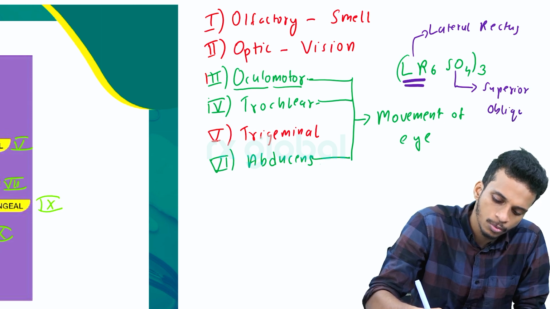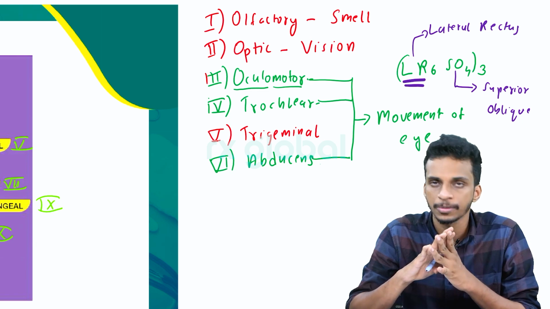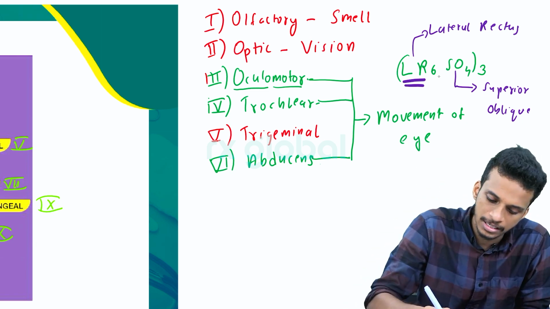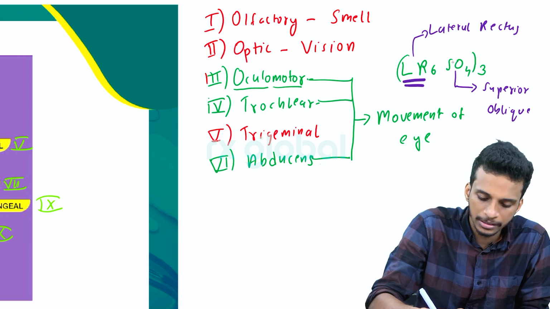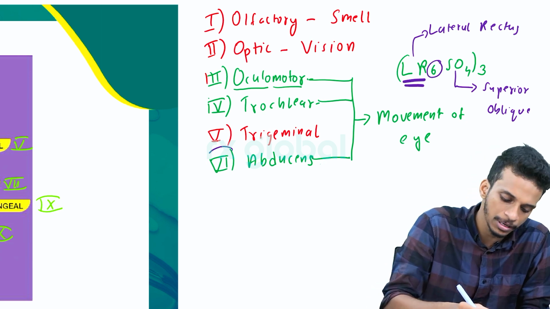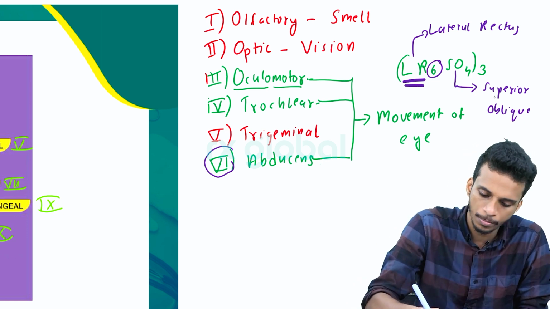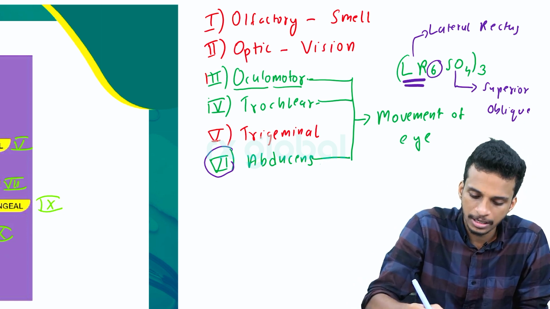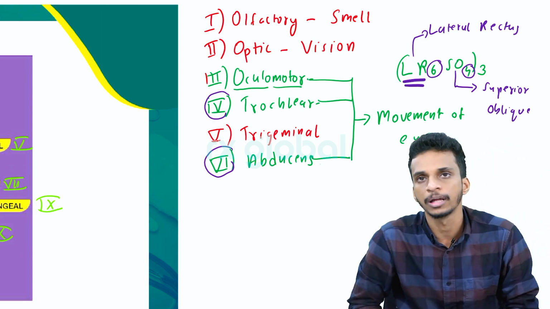SO means superior oblique. So these two are actually muscles. Lateral rectus and superior oblique are muscles. What it means is, LR6 means lateral rectus is controlled by the sixth cranial nerve, that means the abducens. Now SO4, SO means superior oblique. Superior oblique is controlled by the fourth cranial nerve, that means the trochlear.